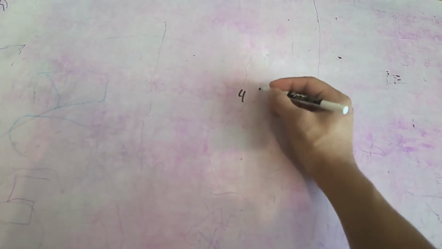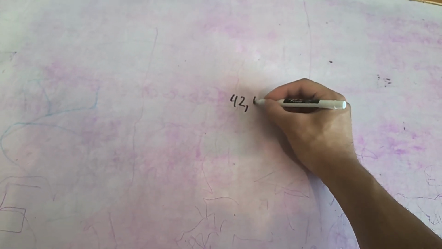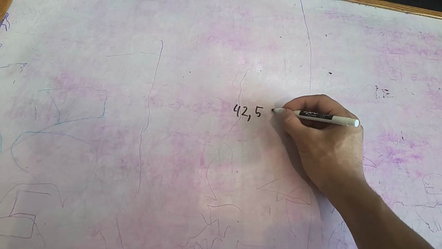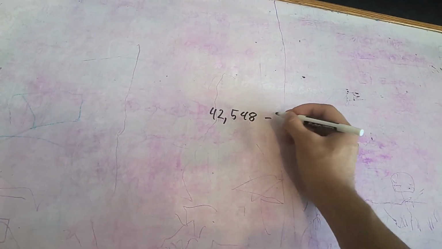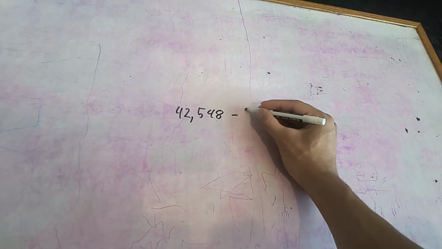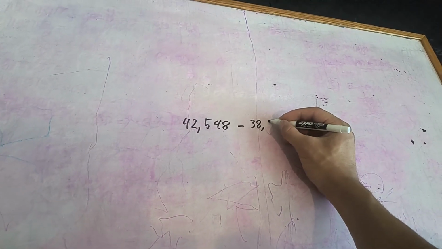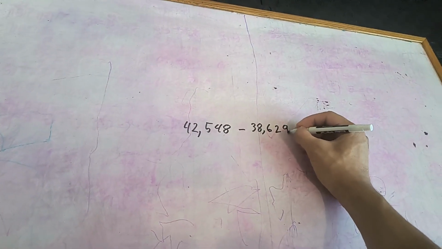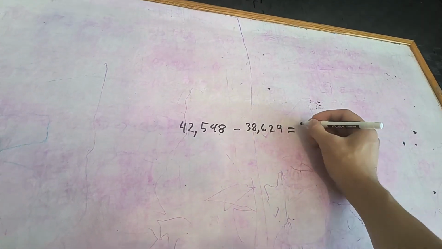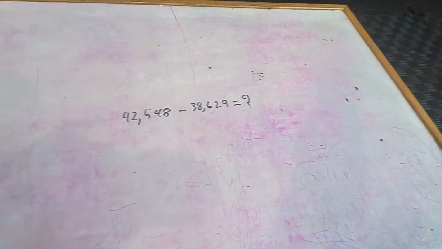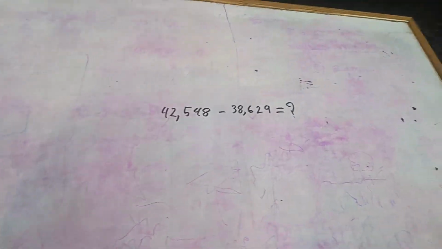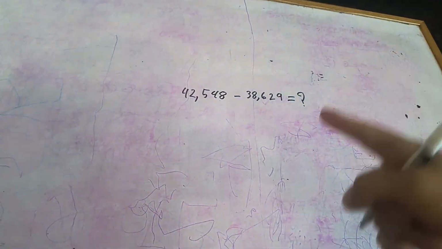But if I were to give you a complicated problem, like, okay, it doesn't have to be a complicated problem. I'm going to give you a problem. 42,548 minus 38,629. Okay, what does that equal? Question mark. Okay, we are not going to do blocks this time. We are going to do it with columns.